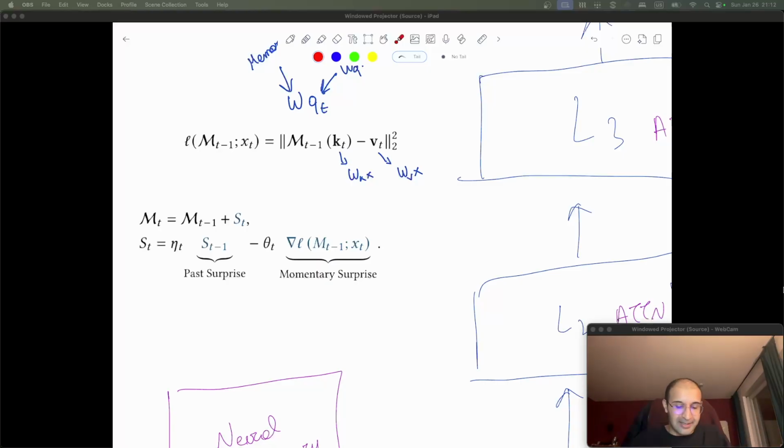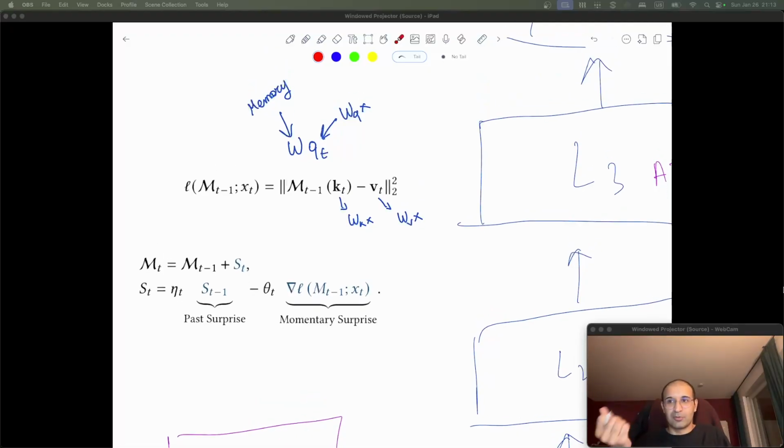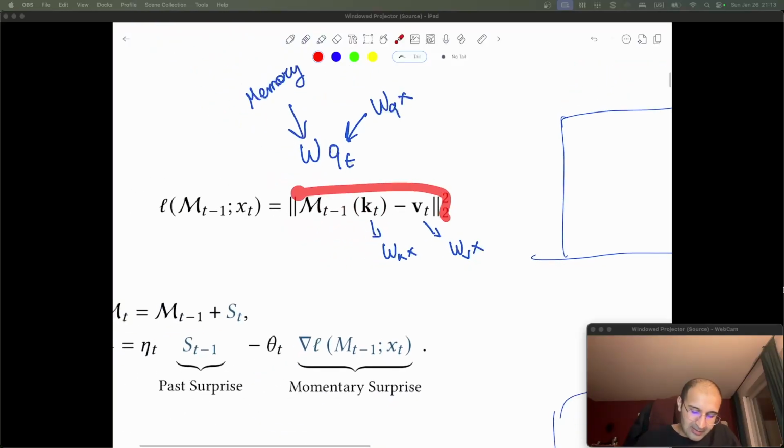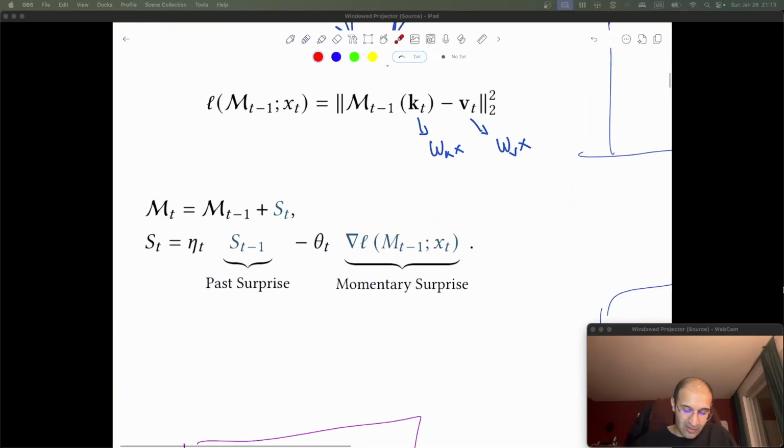What we will do practically, we will take this new token that was output by the model, we will project it through WV and it will become VT. We will project it through WK and it will become KT. We compute this loss term, we compute the gradient of this loss, and we update our neural memory like before, but we have the past surprise this time. We also have the previous memory, so we are updating this W, and hopefully this will contain information about the token number 2 and the token number 1 that we fed before.